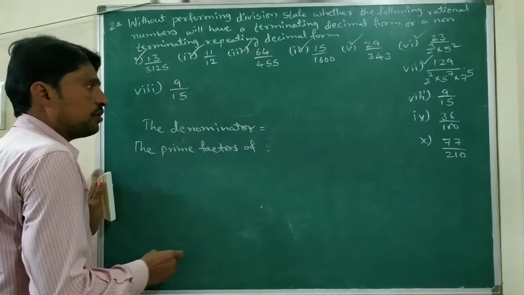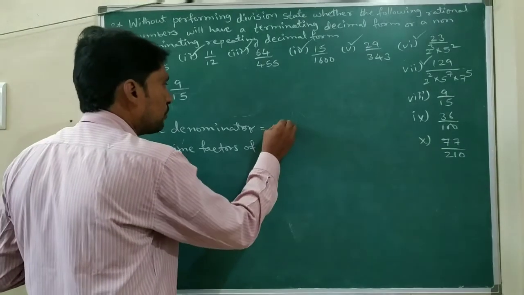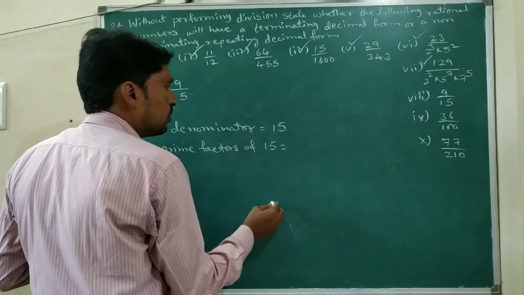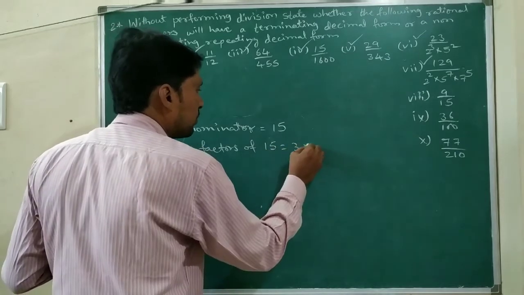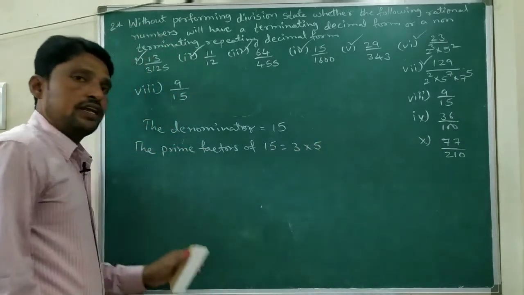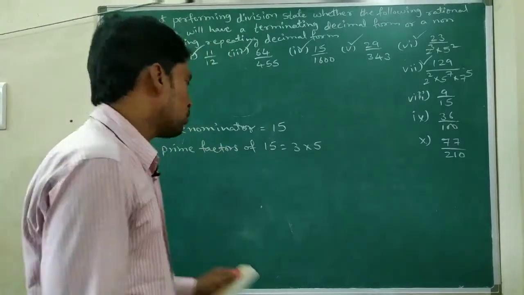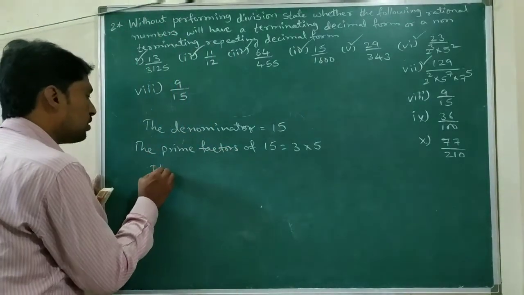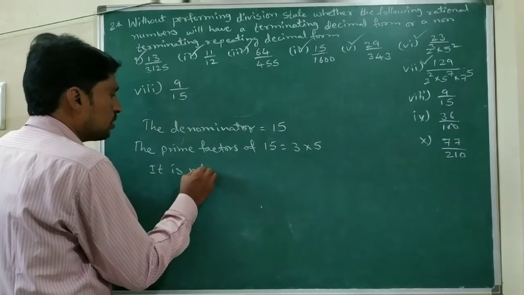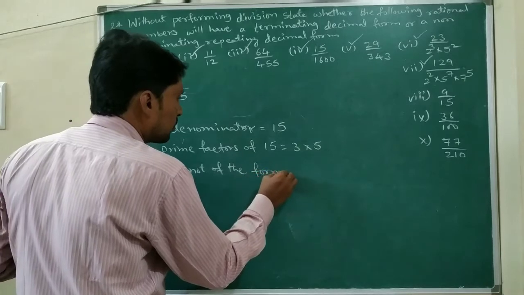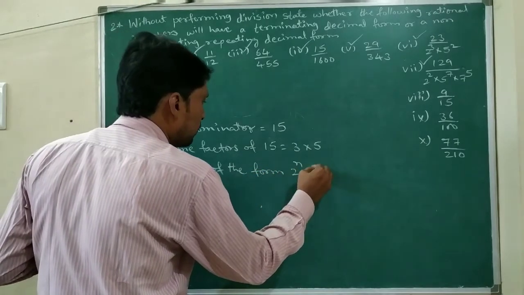9 by 15. Now our solution. What is the denominator here? 15 is the denominator. The prime factors of 15: 3 fives are 15, means 3 into 5. So it is not of the form 2 power n into 5 power n.